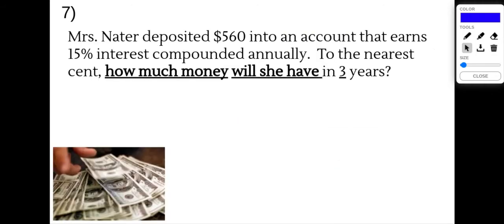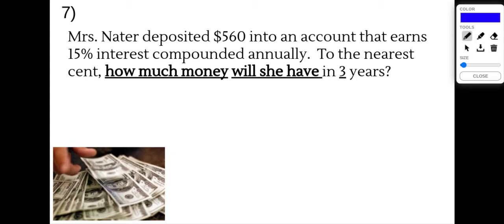All right. Number 7. We're going to see how this relates to money here in number 7 and 8. Mrs. Nader deposited $560 into an account that earns 15% interest annually. Compounded annually means every year she's going to get 15% interest. To the nearest cent, how much money will she have in 3 years if she keeps this in her account, doesn't touch it?